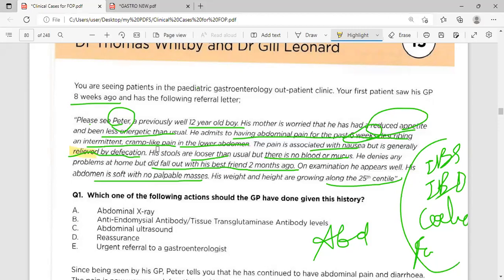That means it's not very much severe. They're saying pain is relieved by defecation. It's very common. It can happen due to simple malabsorption, not chronic, or it can happen in everyday life if you're eating a lot or there is some change in your diet.